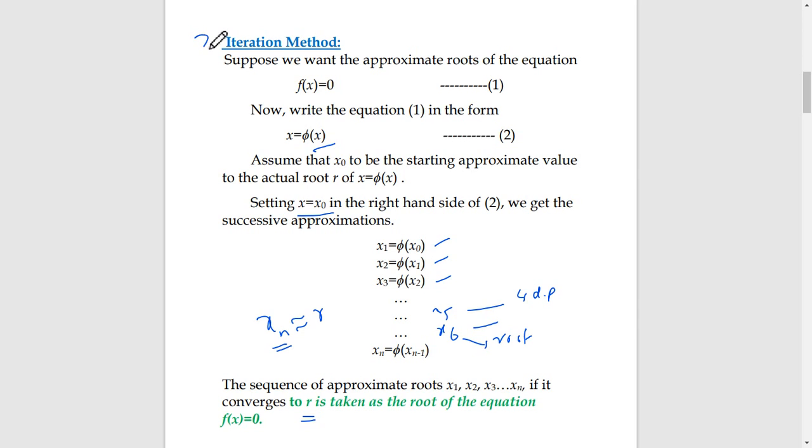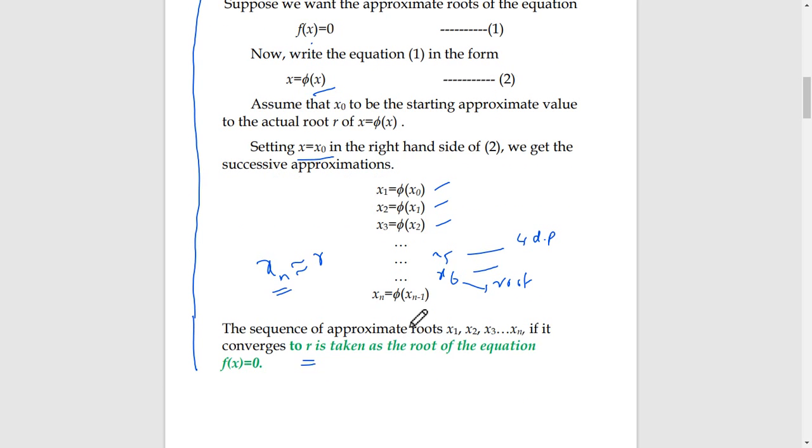Describe briefly the iteration method is asked for 2 marks in the semester examination. Then you have to write all this for 2 marks. So very simple: the given function f of x equal to 0, write it in the form x equal to phi of x. Now assume x0 is the starting approximate value of the root. Setting x equal to x0 in the RHS of 2, we get the first approximation, second approximation, third, and so on, nth approximation. If xn is very close to R, then we say that xn is the approximate root of the equation.